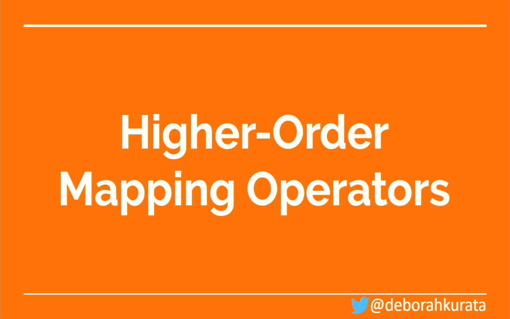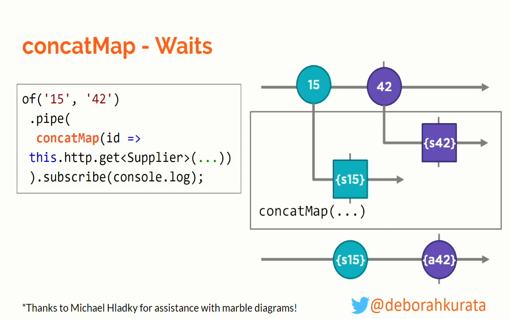So what do you do instead? Well, you can use the higher order mapping operators, and I'm going to be looking at 3 of them. The first one is concatMap, and I've got a little thank you here on the bottom. So I just kind of simplified the example to demonstrate it here. When you think of concatMap, think of waiting. So concatMap waits. What does that mean? Well, I'm doing of 15 and 42, so this is just kind of simplifying the example, saying I have supplier ID 15, supplier ID 42.